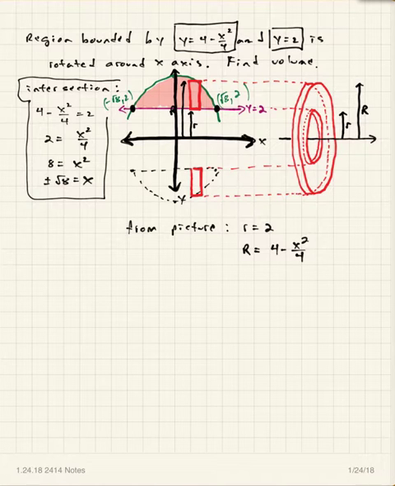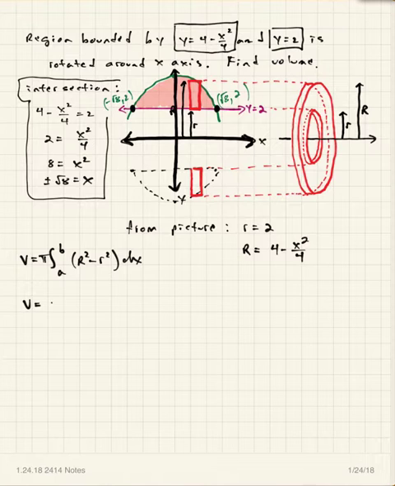All right, so we are ready to write down the integral for the volume here, because remember from the previous page we've got that the volume would be pi times the integral from a to b of big R squared minus little r squared dx. Because this is a vertical rectangle, we're integrating with respect to x. So all you're doing is substituting the values in here.